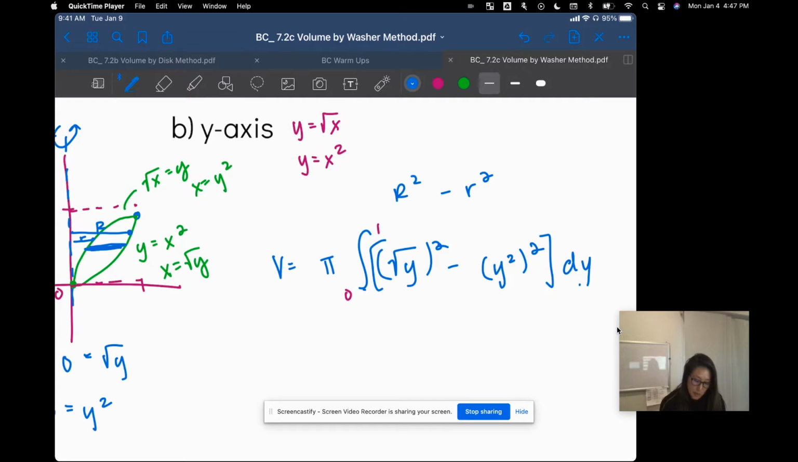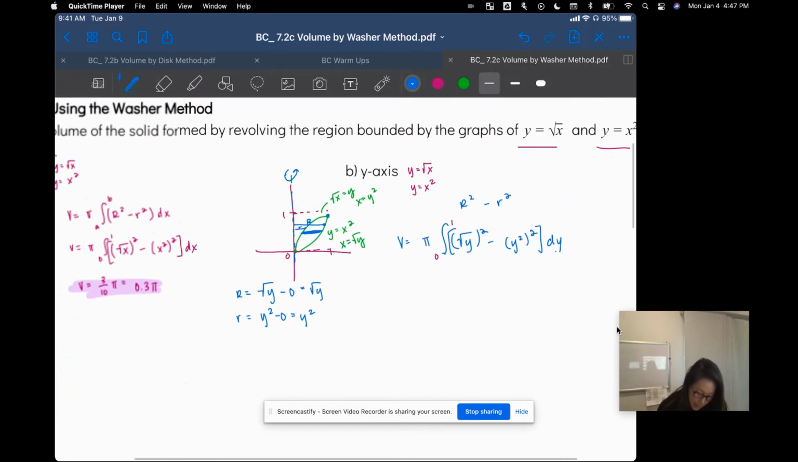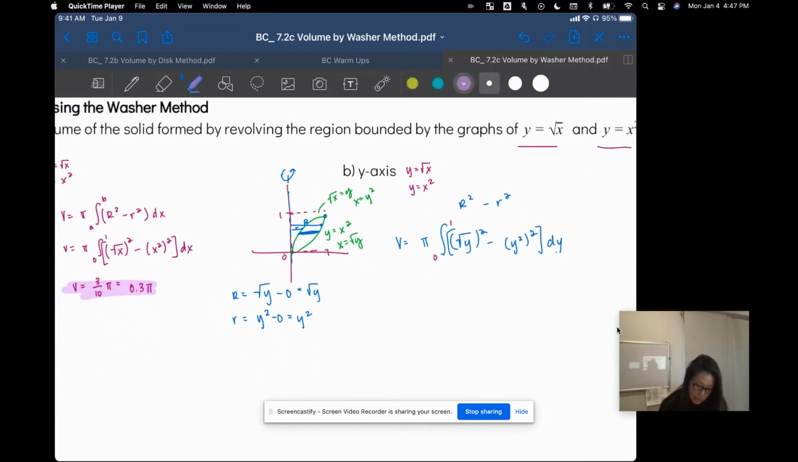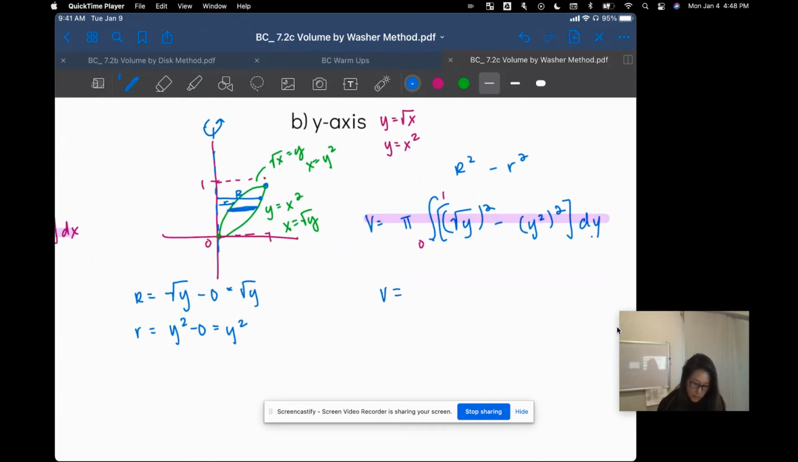Okay. And you might notice that this equation right here looks a lot like the one that we just did, because guess what? We're rotating the same area. So no matter if the washer is facing this way or facing vertically, the volume is still going to be the same. Okay, so I'm going to end up with the volume is equal to 3 over 10 pi or 0.3 pi.